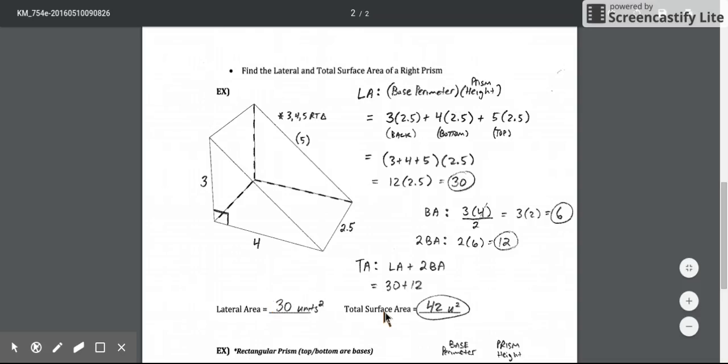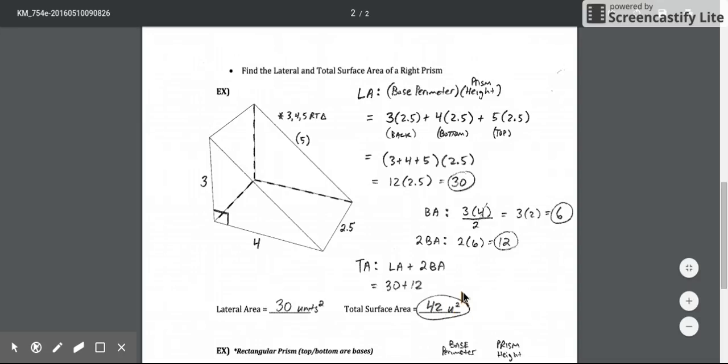To find the total surface area, we just have to find our two base areas, or one of the base areas, and double it because our bases are congruent. So the area of this triangle is 3 times 4 divided by 2, base times height divided by 2. So the area of the triangle is 6, and there are 2 of them. So if we double that area, there's our 2 base areas. So our 2 base areas add up to 12. Take our lateral area plus our 2 base areas, put it together, and our total surface area is 42 square units.